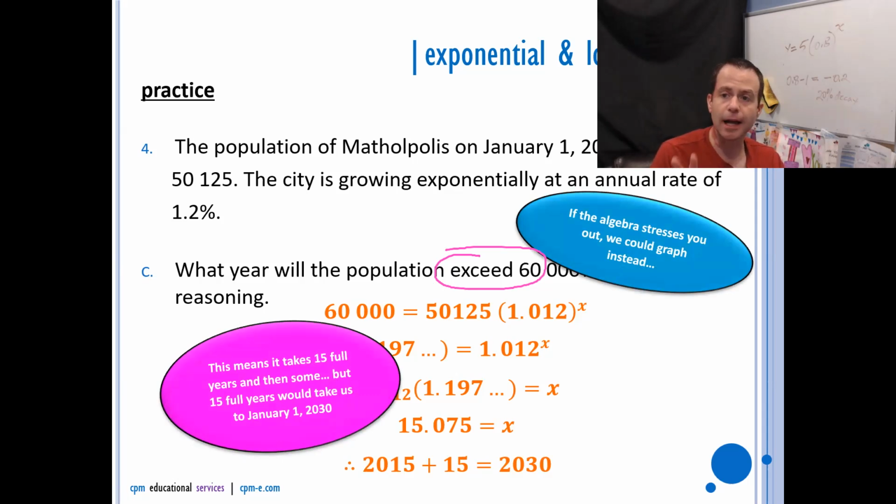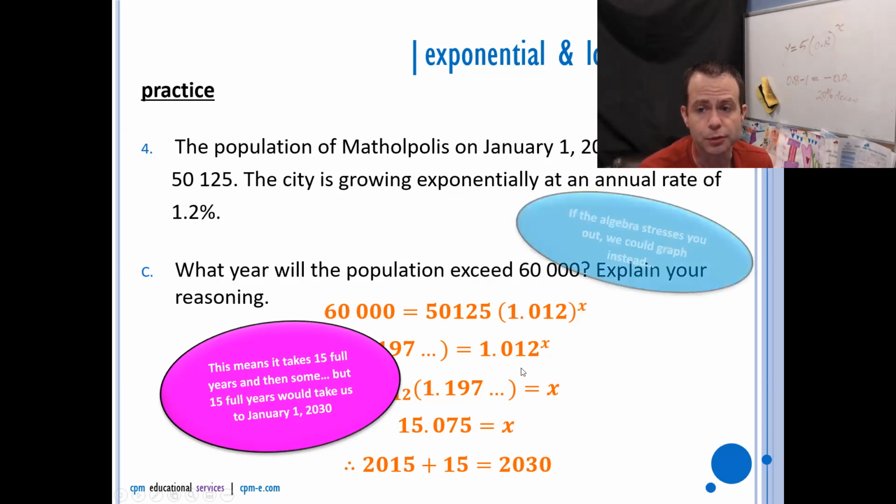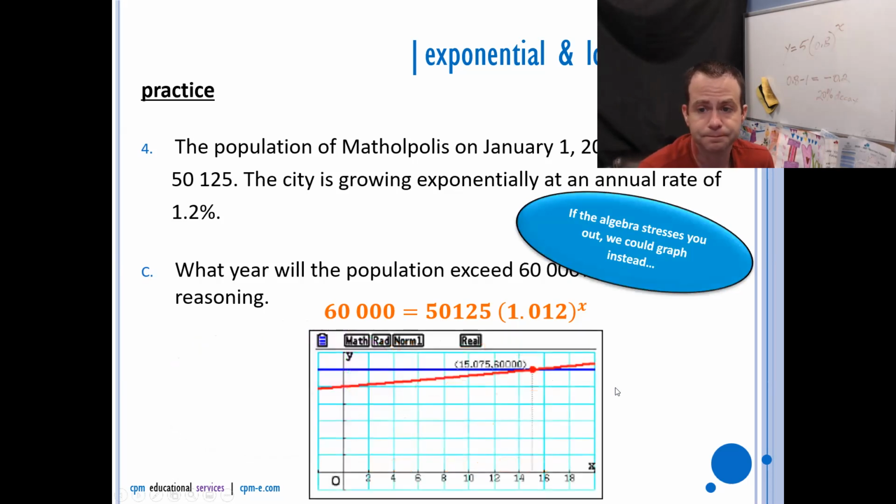Now, if this algebra conversation, which I think was a very good conversation to have, because I think sometimes algebra is actually easier than graphing it, but that's me. If the algebra stresses you out, now I'm going to do it on your graphing calculator instead. So we could go right back to here and we could type this in Y1 and this in Y2. You could even have divided both sides by 50,000 and done this in Y1 and this in Y2 instead if you want. I chose to just take the raw one.